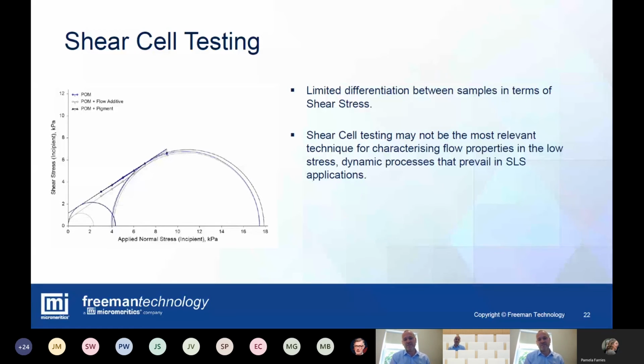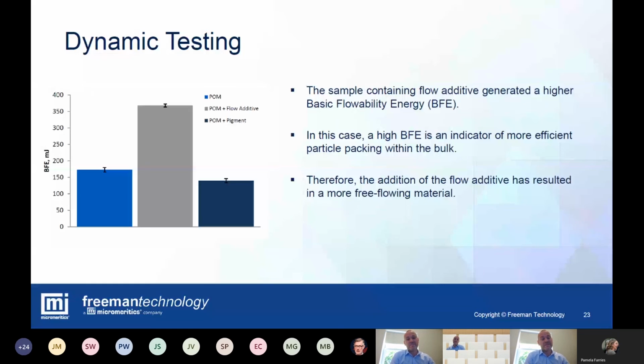So if we move on, next slide, please, and look at the dynamic data. Now we can see some big differences, and we can see that the one with the flow additive shown in grey there actually flows much more freely. It generates a higher flow energy, which again seems a little counterintuitive, but that's because of its efficient packing. So we can see differences in the material.